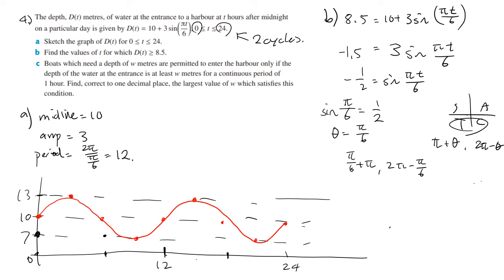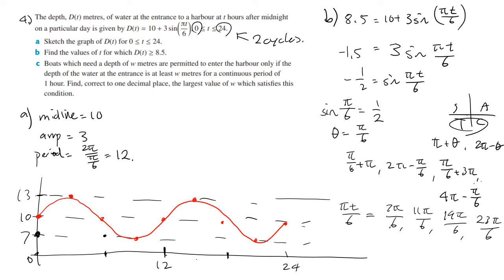So there are 2 cycles in this graph, so we need to add 2 pi to each of these solutions. It'll be pi over 6 plus 3 pi, and 4 pi minus pi on 6. Okay, so it's saying pi t on 6 is equal to 7 pi on 6, 11 pi on 6, 19 pi on 6, and 23 pi on 6. So t is equal to 7, 11, 19, and 23.